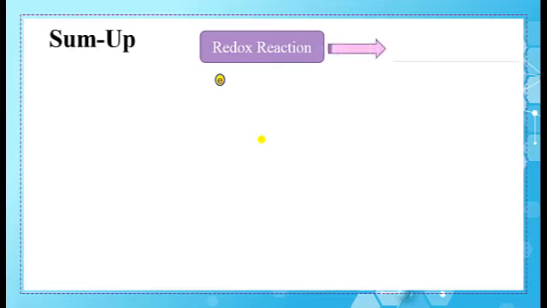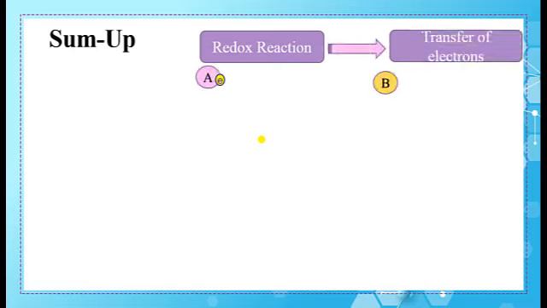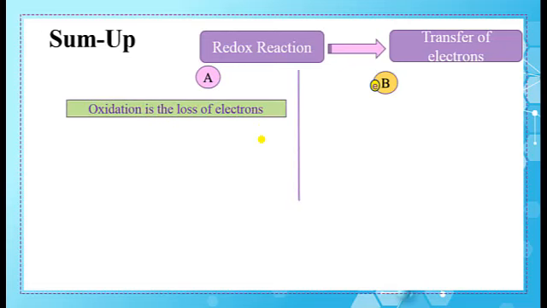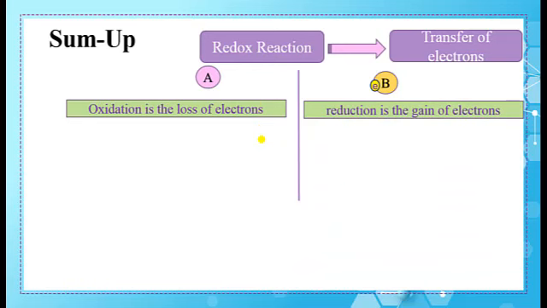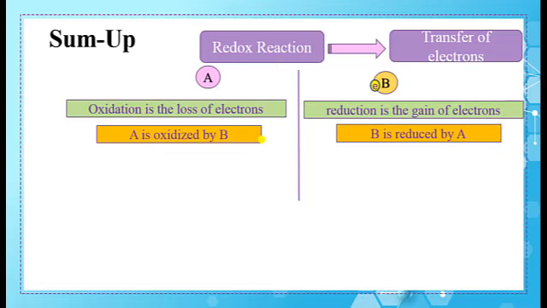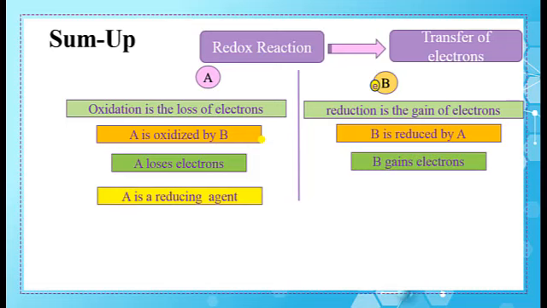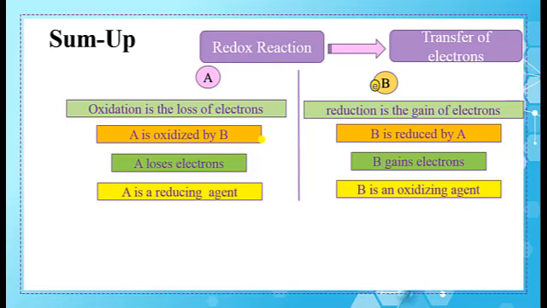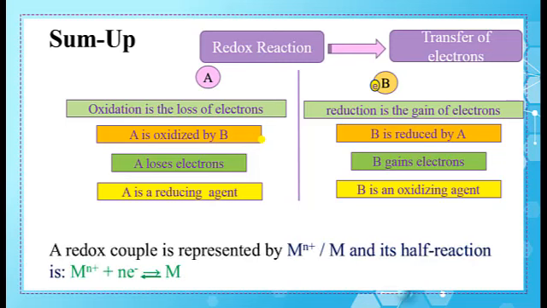A summary: a redox reaction includes transfer of electrons. If we have two species, A and B, and an electron moves from A to B, A loses the electron, then it undergoes oxidation. B gains an electron, then it undergoes reduction. A is oxidized by B, while B is reduced by A. Then A loses electrons and B gains electrons. Therefore, A is a reducing agent since it undergoes oxidation, and B is an oxidizing agent since it undergoes reduction.